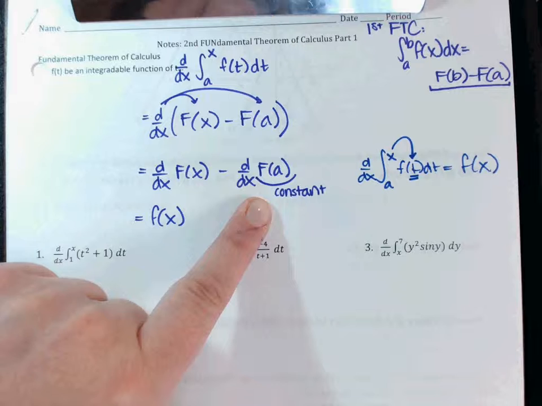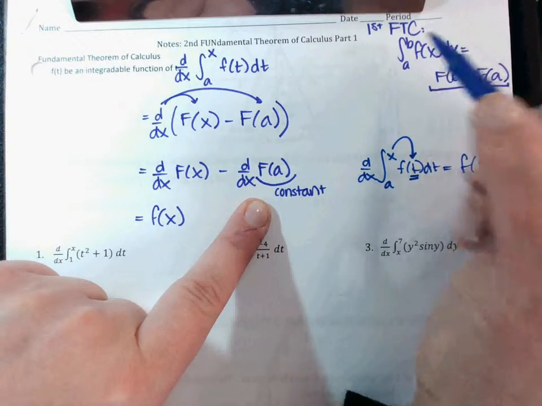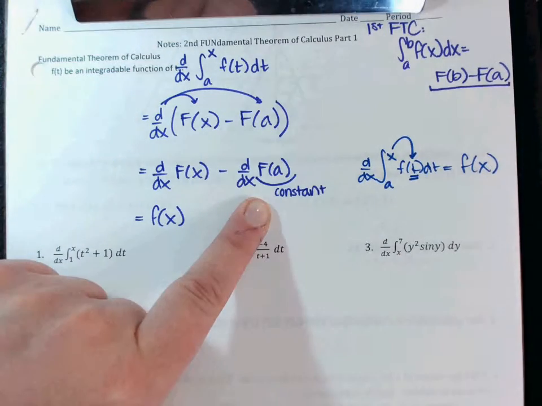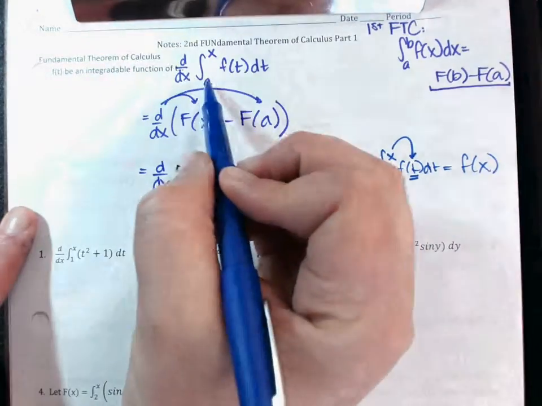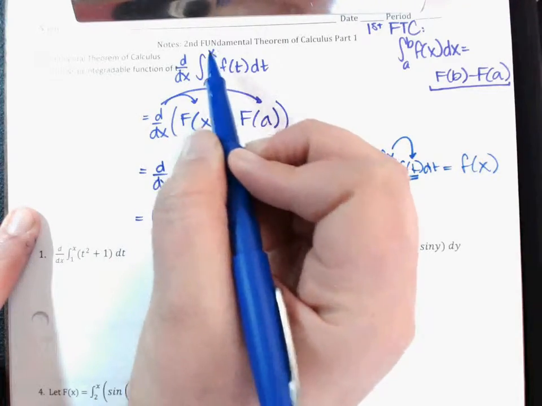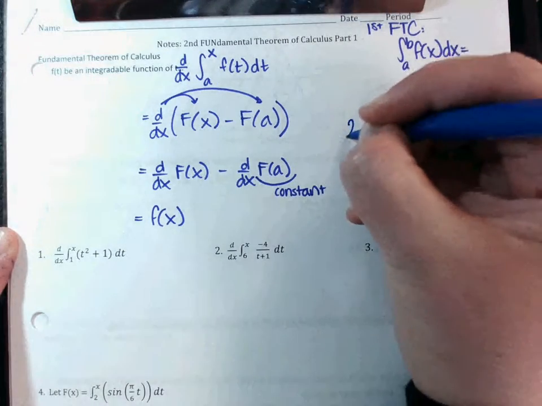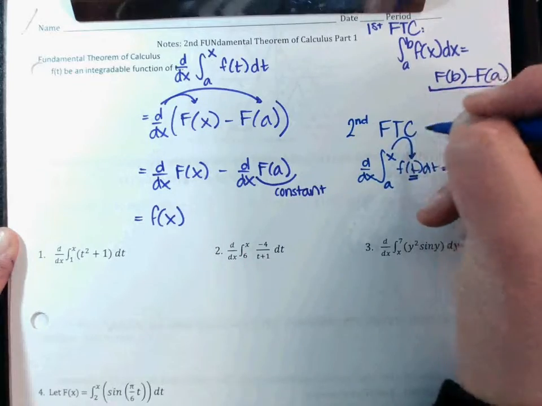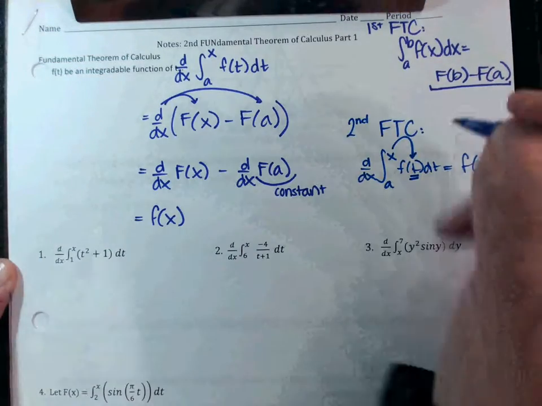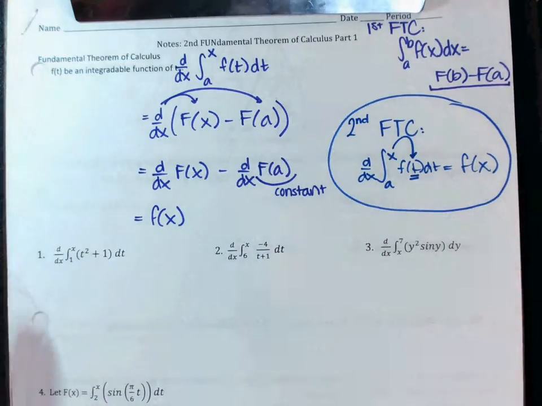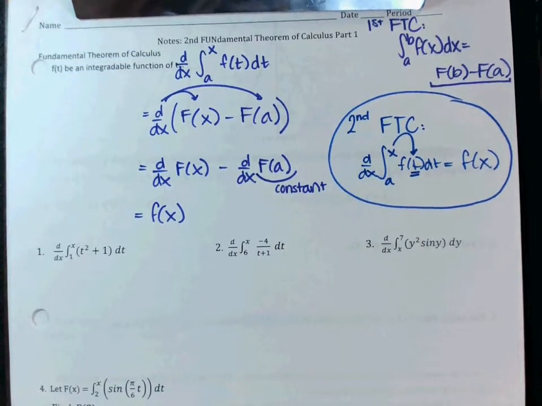Yes, sir? Why do we use... Okay, because this integral was from a to b. So if these were both constants, the derivative would be 0. You would only use this when you have a constant on the bottom and a variable on the top. Okay? So if they were both numbers, the derivative of numbers is just 0. Okay? So this is the second fundamental theorem of calculus. Okay? Fundamental theorem of calculus. Yes.